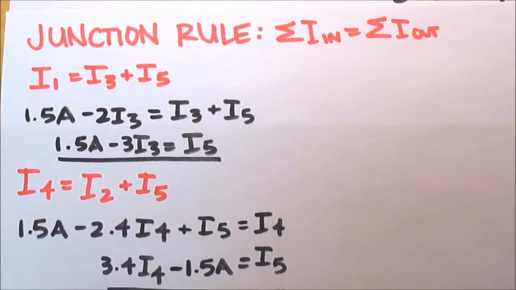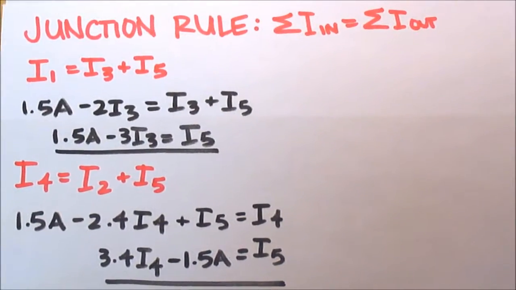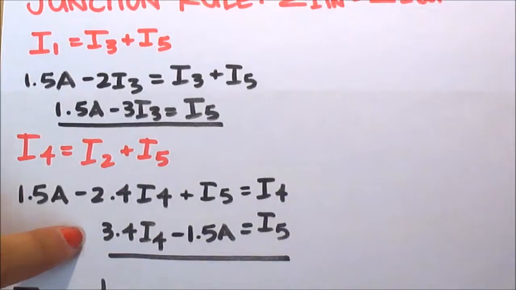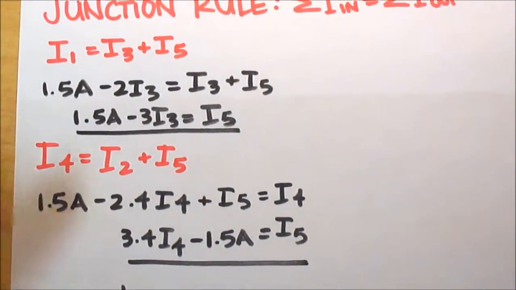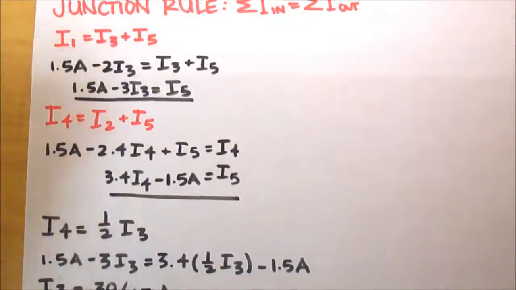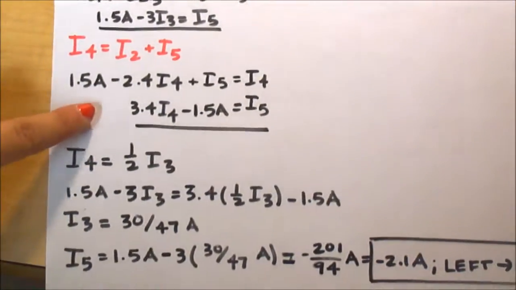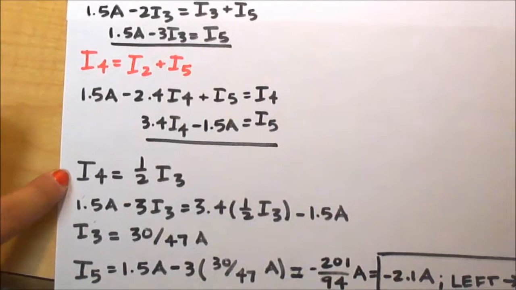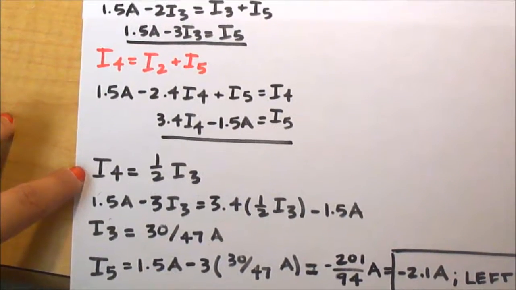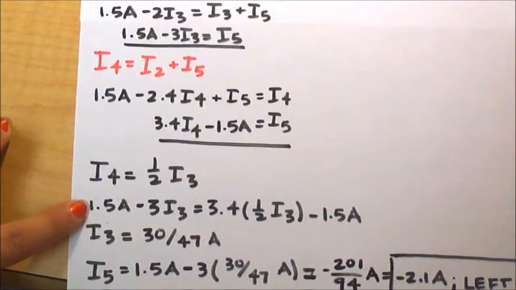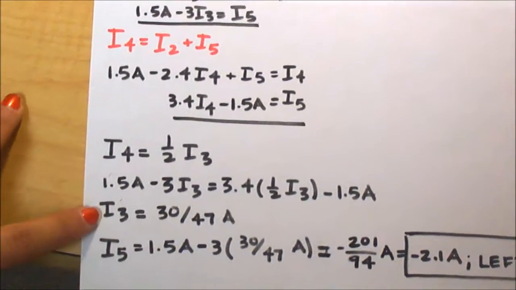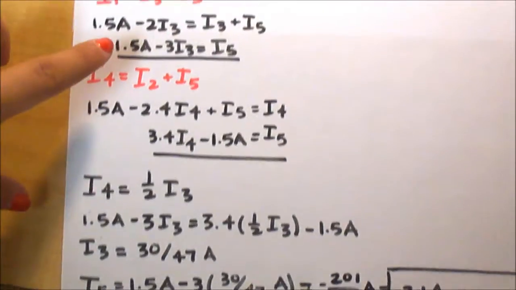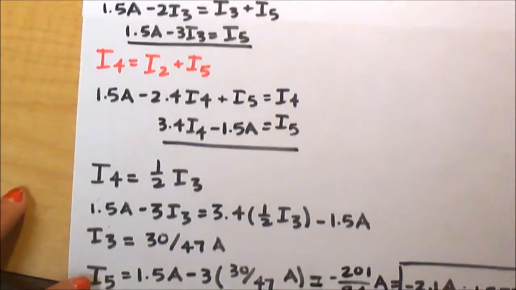Combining the equations that we got using the junction rule and the loop rule, we can come down to these two equations here. Now we can use these two equations and set them equal to each other and utilize the equation that we got calculating loop 3 to set the entire equation in terms of I3 and then solve for I3. And then once we do that, we can plug in I3 back up here to solve for I5.